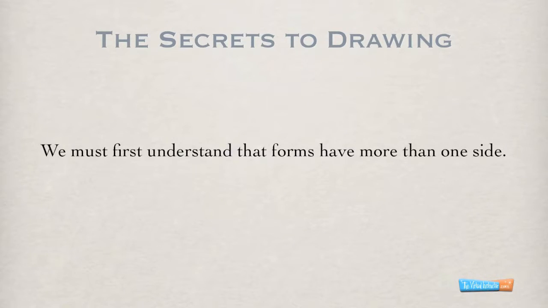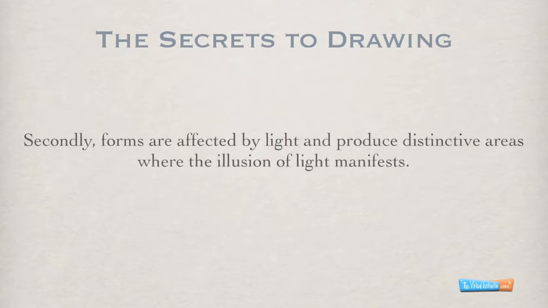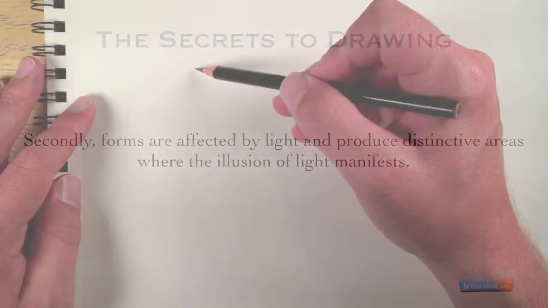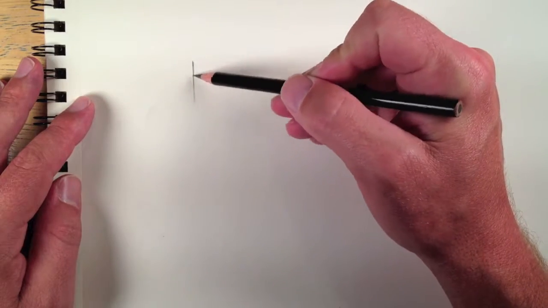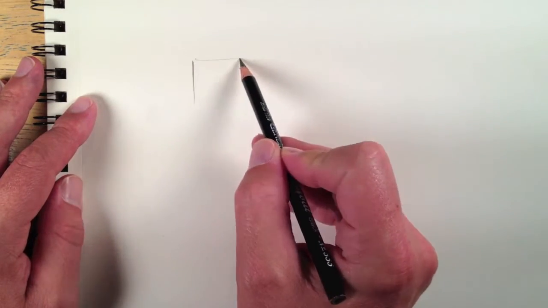The first, we must understand that forms have more than one side. Unlike shape, forms have length, width, and height, and we need to include that in our drawings. Secondly, we need to understand that forms are affected by light and produce distinctive areas where this illusion of light manifests. Now let's take a look at a few shapes and how we can turn those shapes into the illusion of a form on a two-dimensional surface.